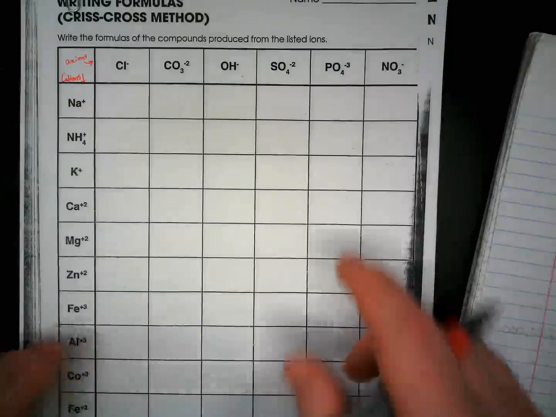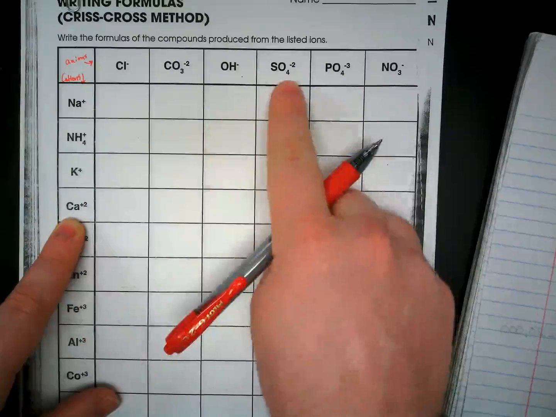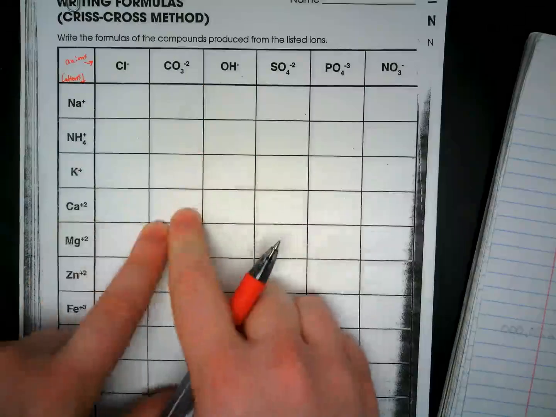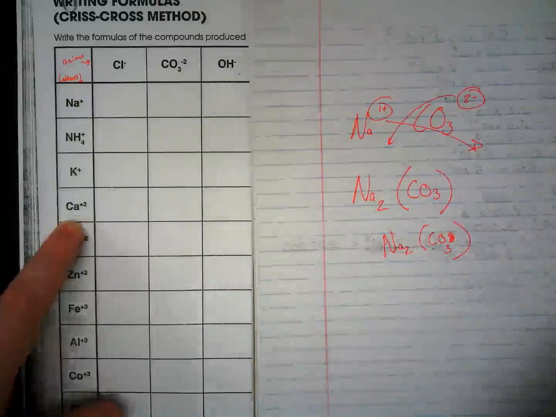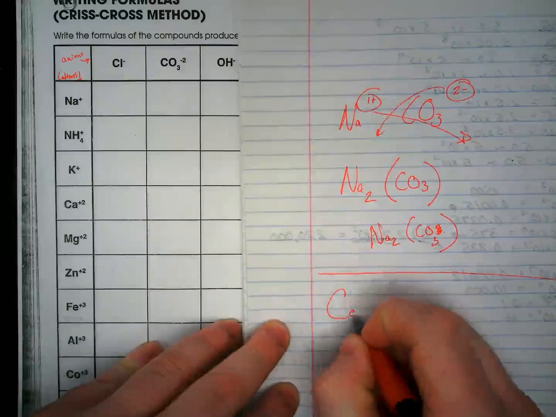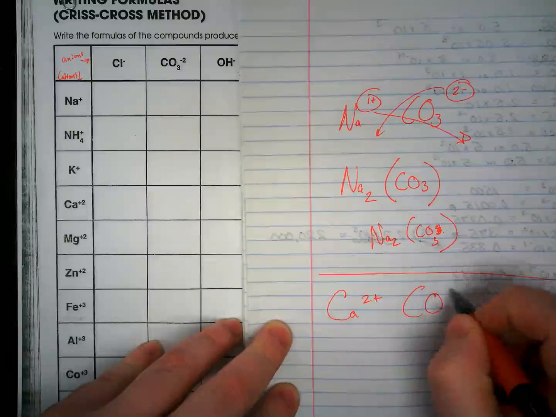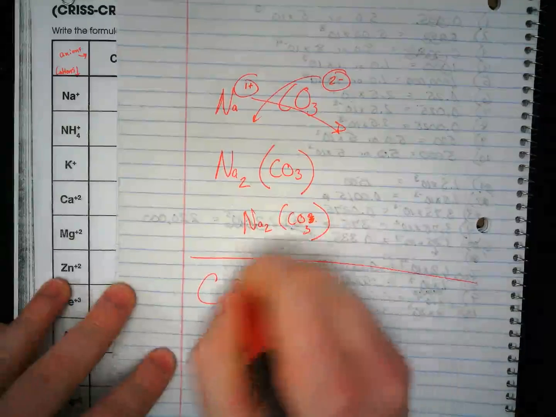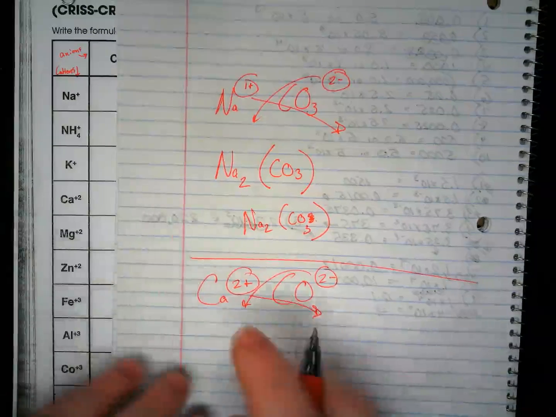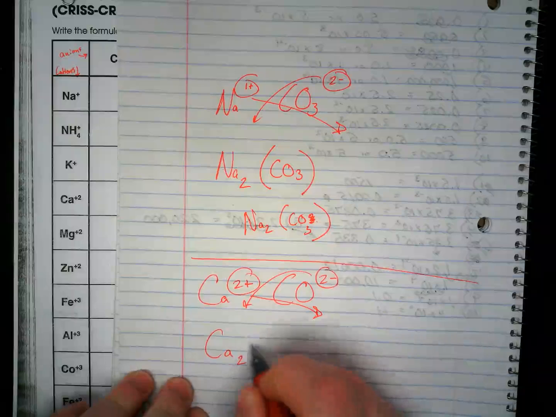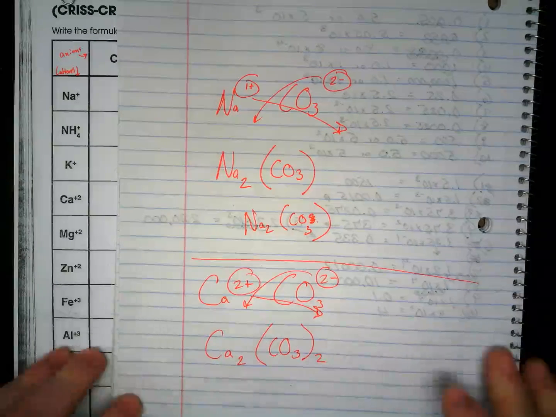So let's look at one where you would have 2 or 3. This would be a good one to practice right here. Let's try calcium and then carbonate. Calcium has 2 plus. Carbonate has 2 negative. So what do we do here? We cross them, and what you're left with is normally Ca2 and then CO3 with a 2 on the outside like that.